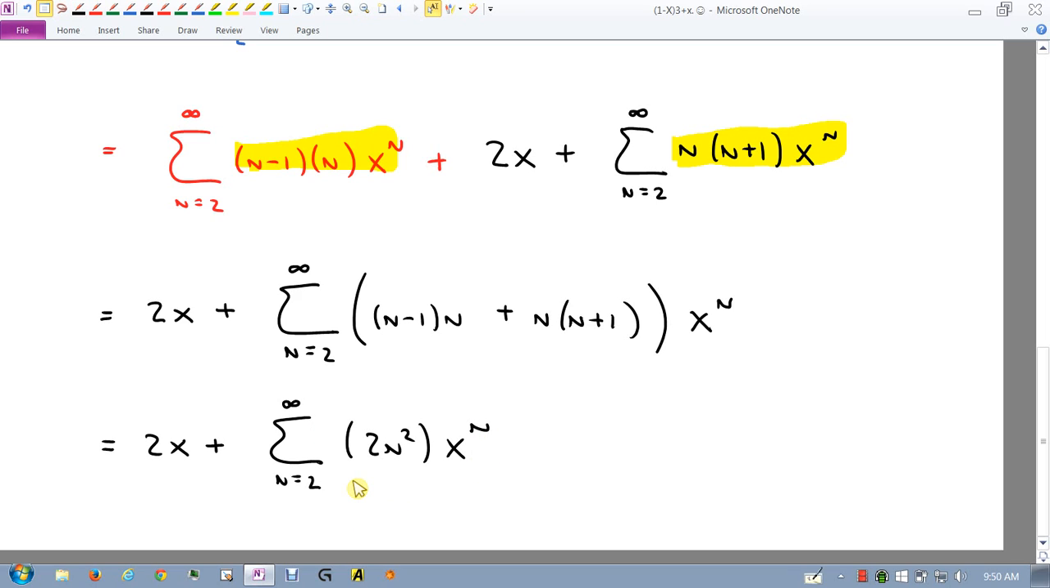So let's see. If we plug in 2 here, what would we get? If we plug in 2, we would get 8x squared, right? Plus the 2x, right? This 2x is always out here. This would be fine on a test if you box this up, but I want you to see something.